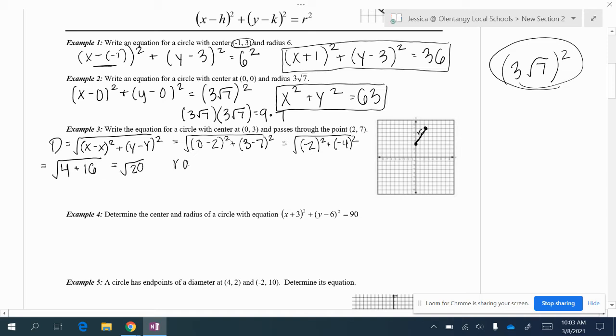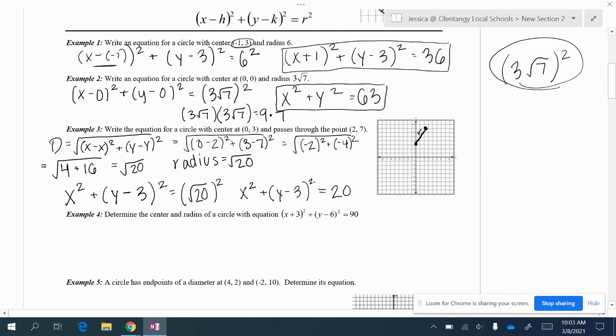So that means that our radius is the square root of 20. Now, when we go to put that into our equation, again, we're not adding or subtracting from our x's, so I'm just going to put x squared, and then it's a positive 3. Remember, it's the opposite sign on the inside of our parentheses. And then we have to take our radius and square it. Now, square root and square are opposite operations, so this actually becomes x squared plus y minus 3 squared is equal to 20.